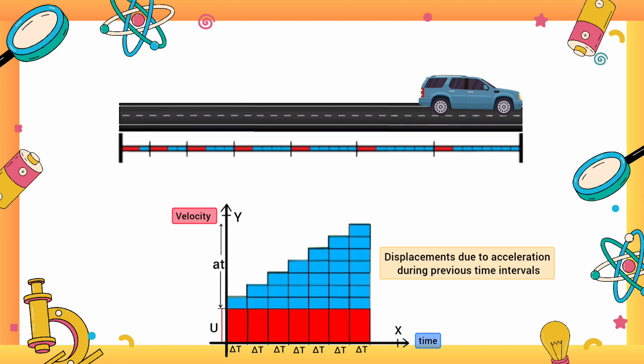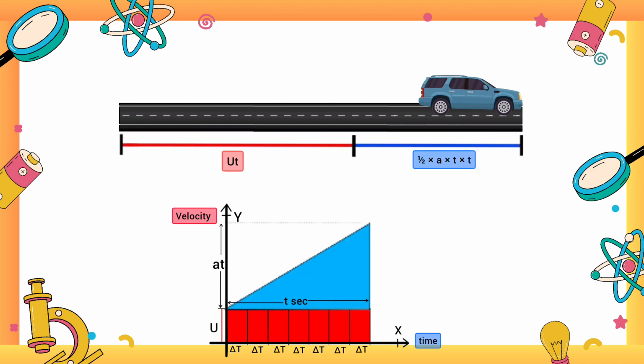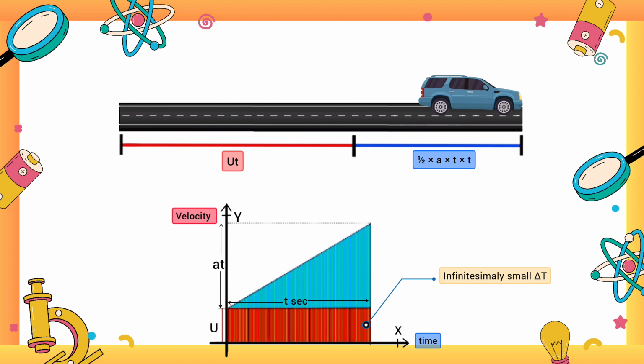Now, the acceleration process is a continuous process, so we would need to consider an infinitesimally small interval. Then we can approximate the graph, where we can observe that the displacement due to acceleration resembles the shape of a right triangle, whose area is the displacement due to acceleration. Therefore, we get the second equation of kinematics, S equal to u times t plus half a times t squared.